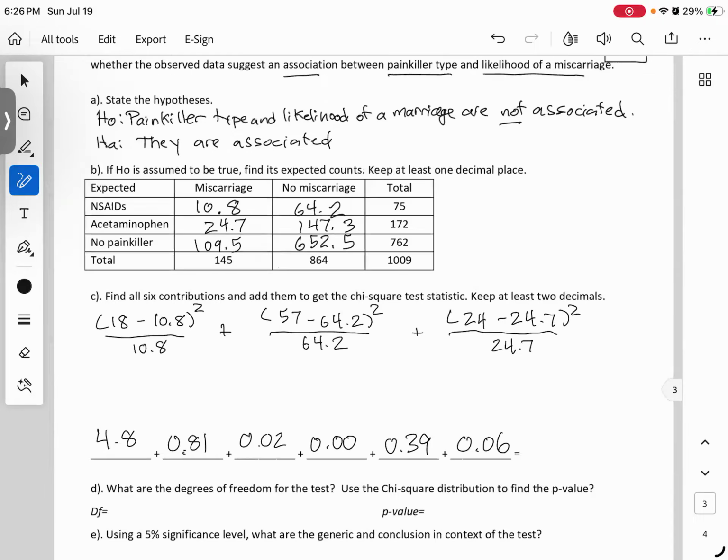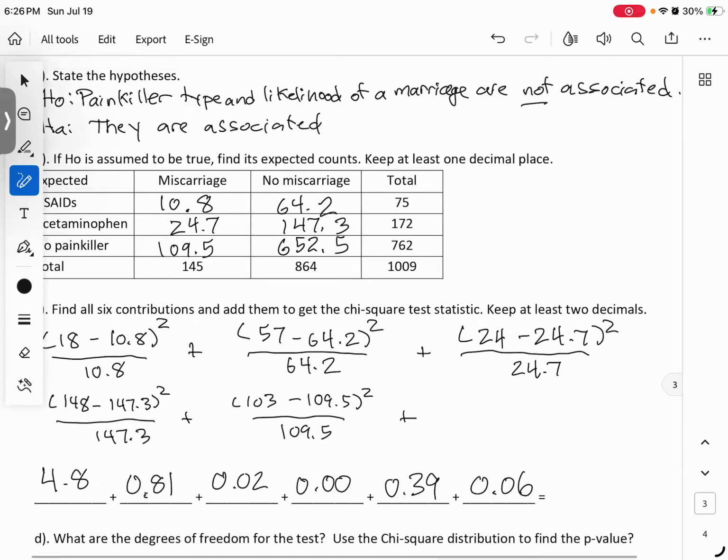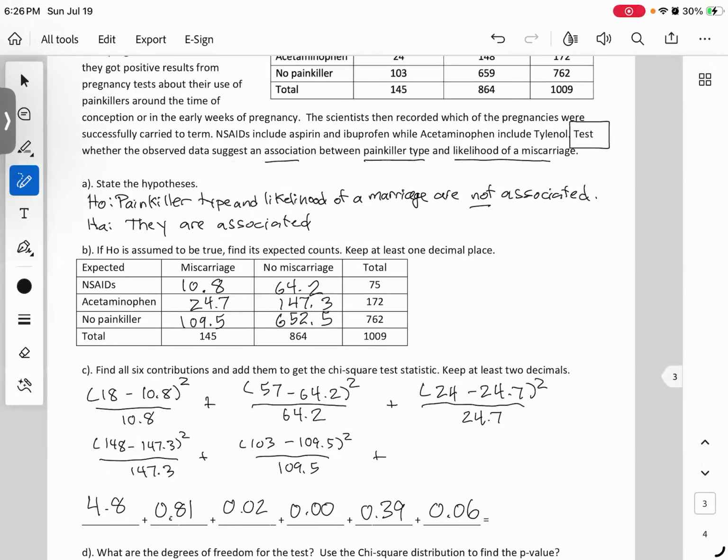So the pairings would be this: the 148 goes with the 147.3 squared, and then another pairing is the 103 minus the 109.5 squared. And then the last pairing, I'm going to show it up there on my screen. It's the 659 versus the 652.5 squared, divided by 652.5.